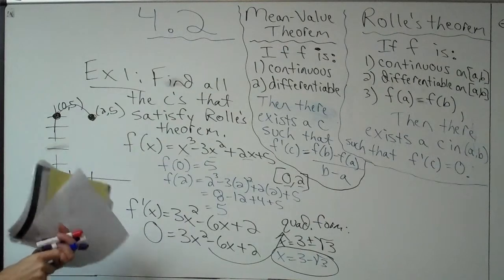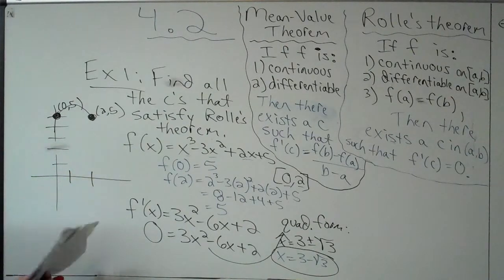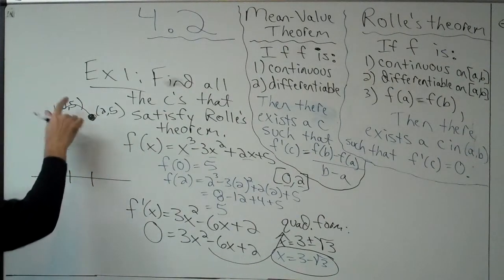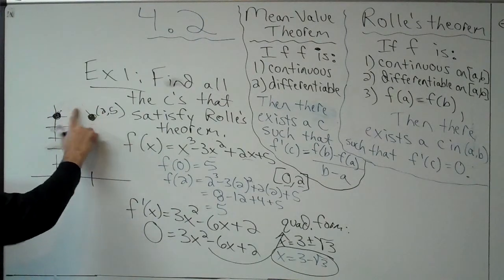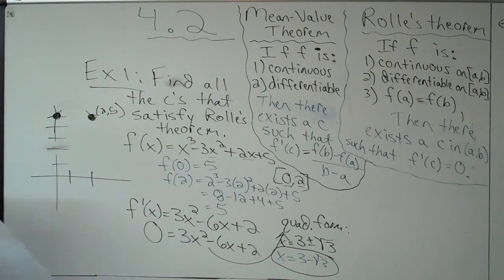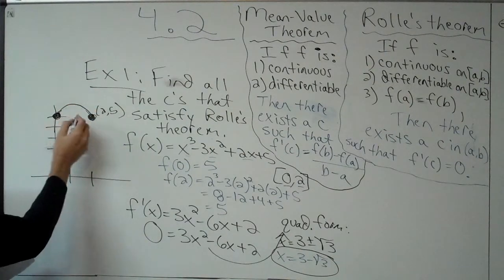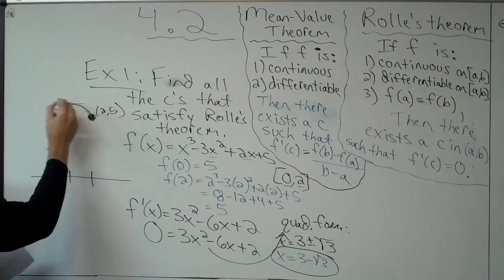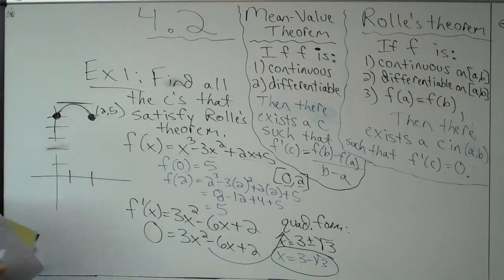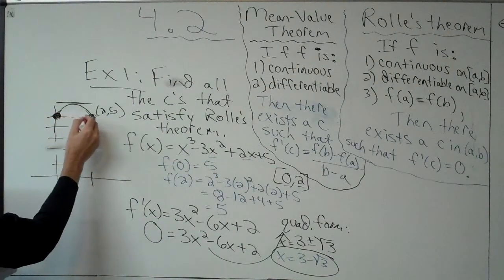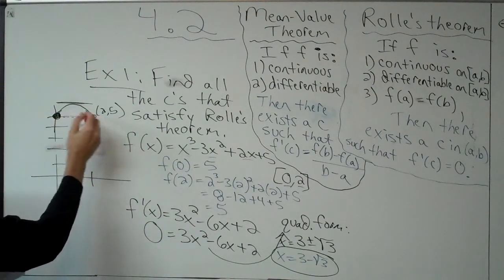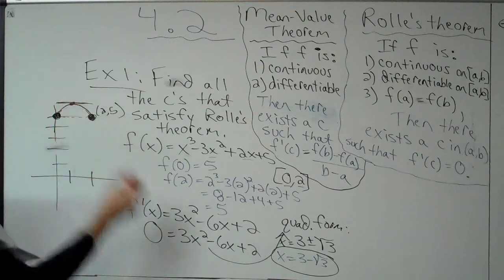And what we're saying is that there is a spot on the graph where the slope of the tangent line equals the slope of the line that connects those 2 points, which we call the secant line. So right here, the slope of the tangent line is 0, which is the same as the slope of the line that connects these 2 points. That's also 0, and it's the same as where it occurs here.